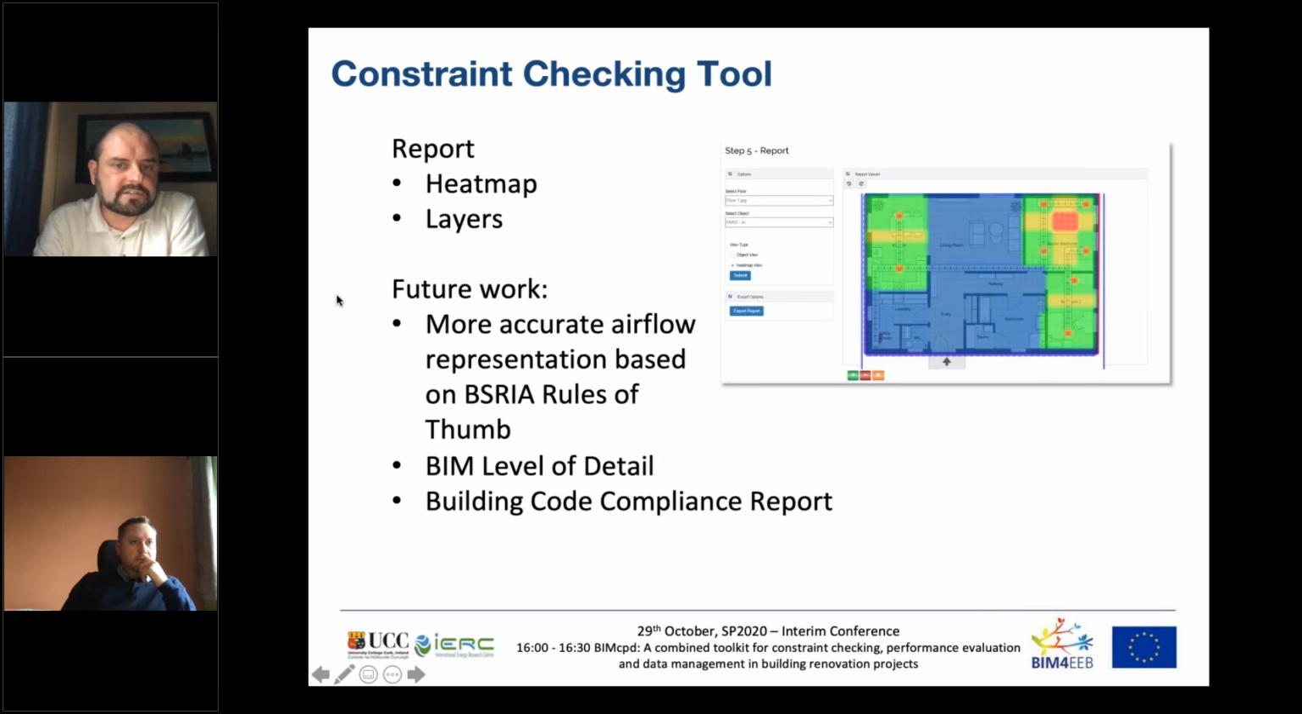After the constraint checking tool has run the processing, you'll get a report at the end. This report could be displayed as either the layers of the system itself on top of each other, whether it be lighting, ducting, fire detection systems, or sensors. And you could also display them as a heat map to show how the airflow would run in those areas.